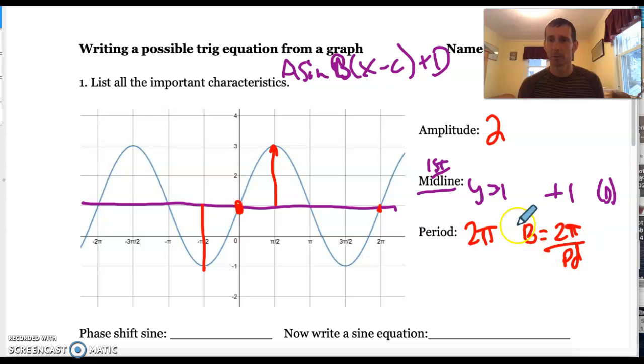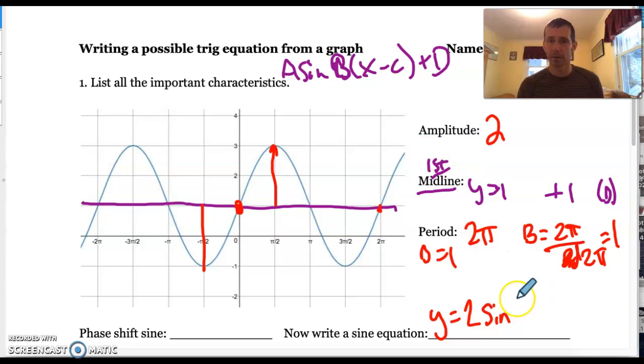These just flip-flop going backwards. And if the period's 2 pi, that 2 pi divided by 2 pi is 1. So I don't have a b value. Well, I do, it's 1. So I can start to fill this equation in now. I've got an amplitude of 2. I have sine, b is 1, so I'm not going to write it.